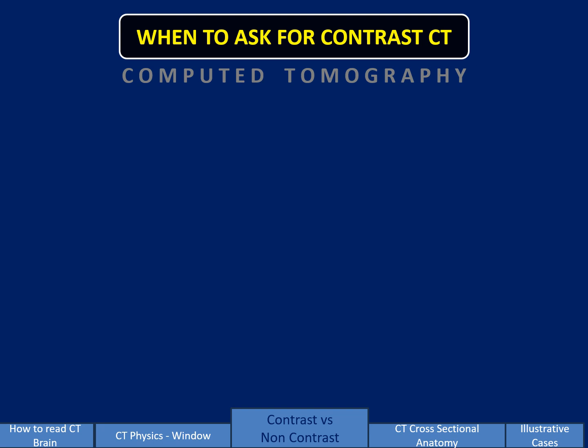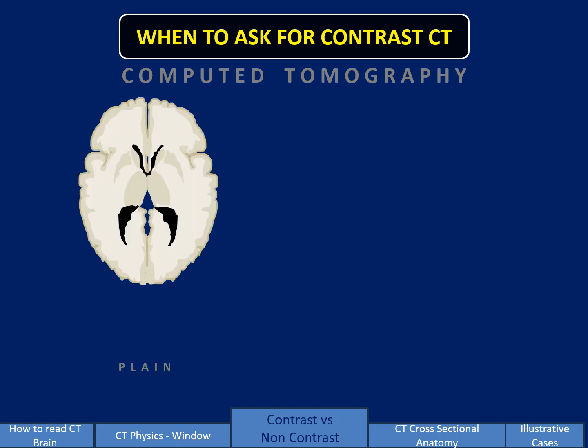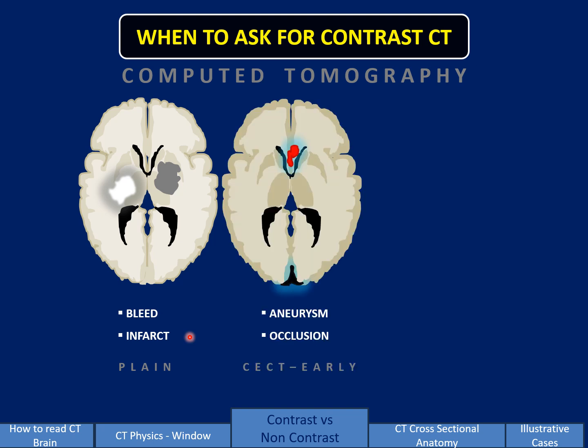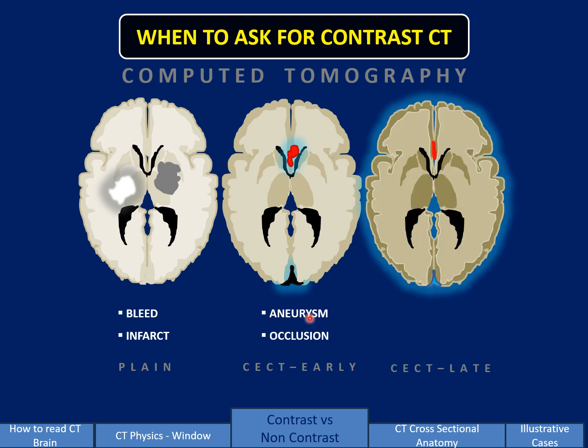Now coming to the question, when do we have to give contrast in a brain? For all practical purposes, for example, if you want to see a bleed or infarct, a plain scan is more than sufficient. But if you want to see an aneurysm or an occlusion of the blood vessel, then we need to give contrast. And we have to image the brain in the early phase.